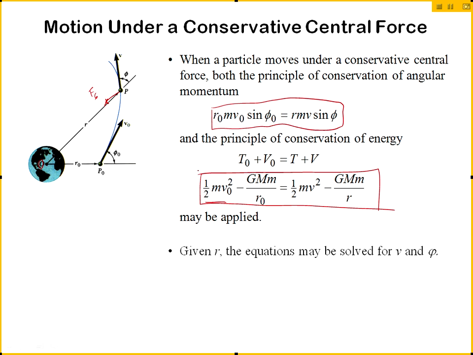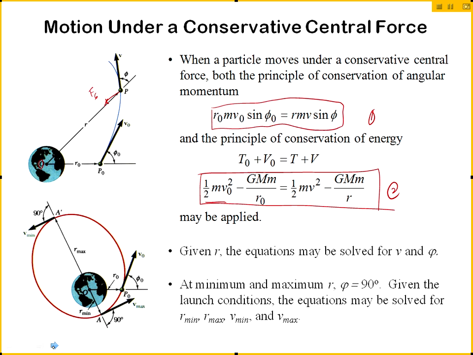simultaneously to solve a problem that we were not able to solve previously. Okay, we'll revisit that problem. So if we know the distance that we're interested in, we can solve these two equations 1 and 2 for the other two unknowns, v, which is the speed of the satellite, and phi, the angle between the position vector and the velocity vector. Okay, of course, at the positions where r is either a minimum or a maximum, the angle phi is 90 degrees.